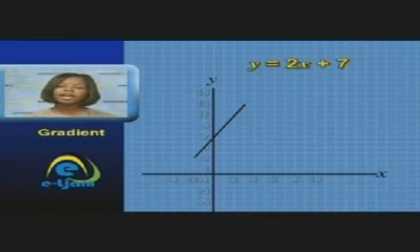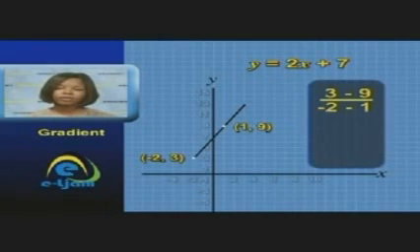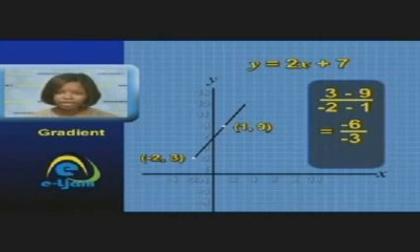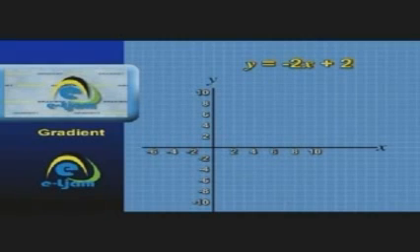Let us use 2 points from the line y equals 2x plus 7. How about negative 2, 3 and 1, 9? The gradient would be 3 minus 9 divided by negative 2 minus 1, which is negative 6 divided by negative 3, equals 2. This is the same 2 in the equation y equals 2x plus 7. An important thing to know about gradient is that if its value is positive, the line will slope upward from left to right. And if the value is negative, it means the line slopes downward from left to right. For example, in the equation y equals negative 2x plus 2, the gradient is negative 2.